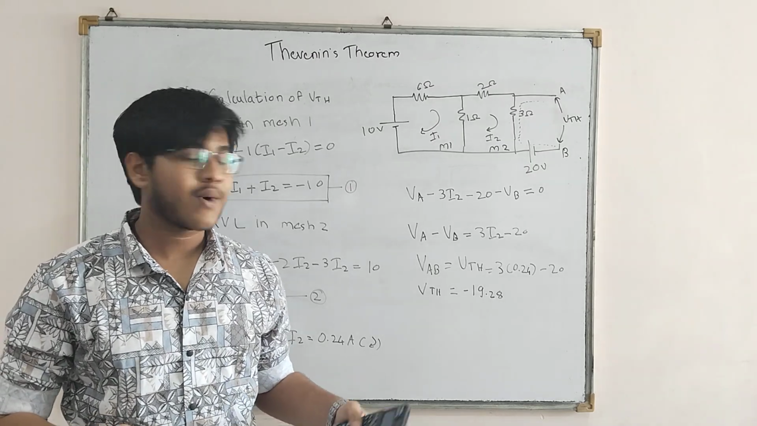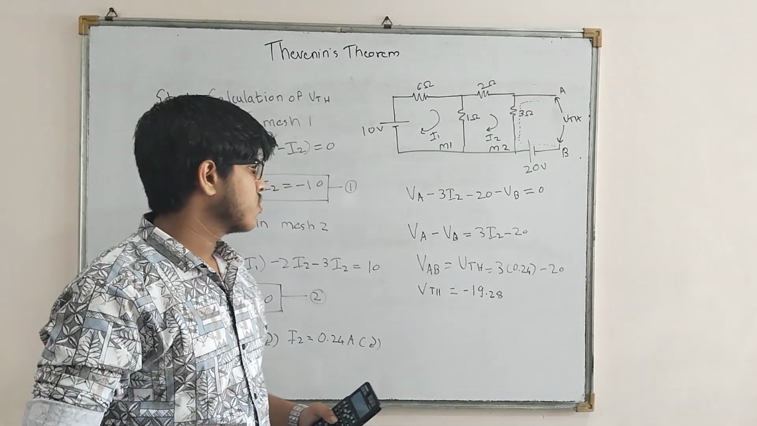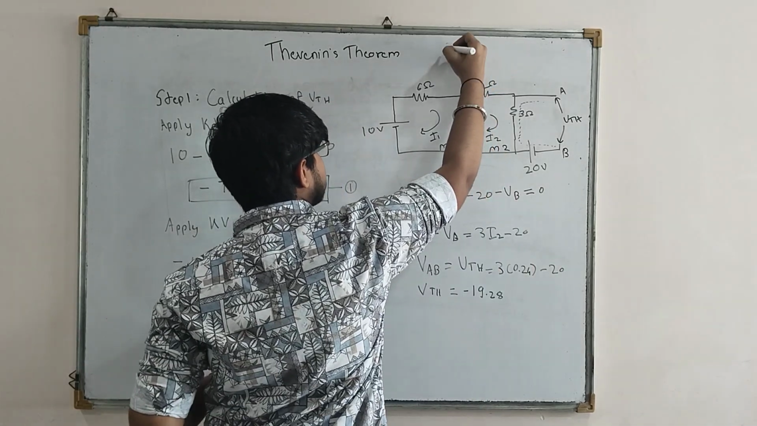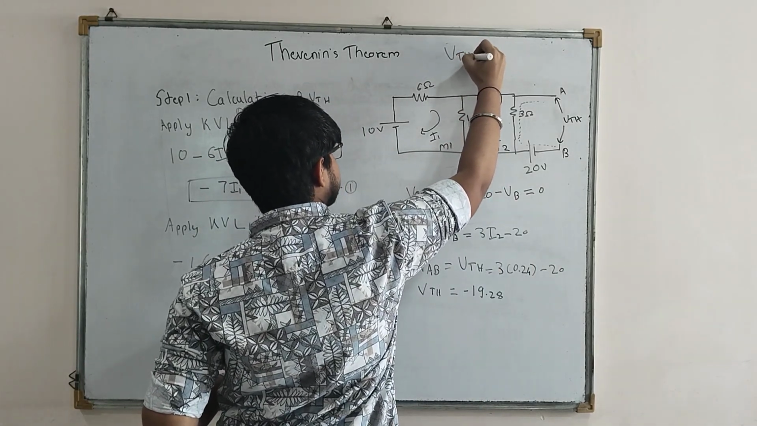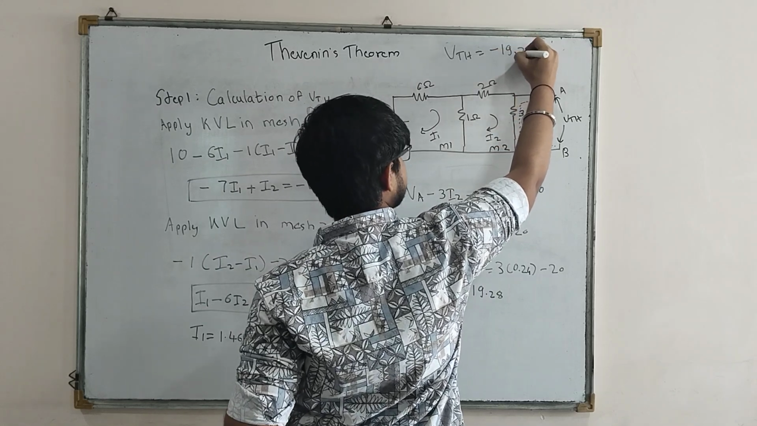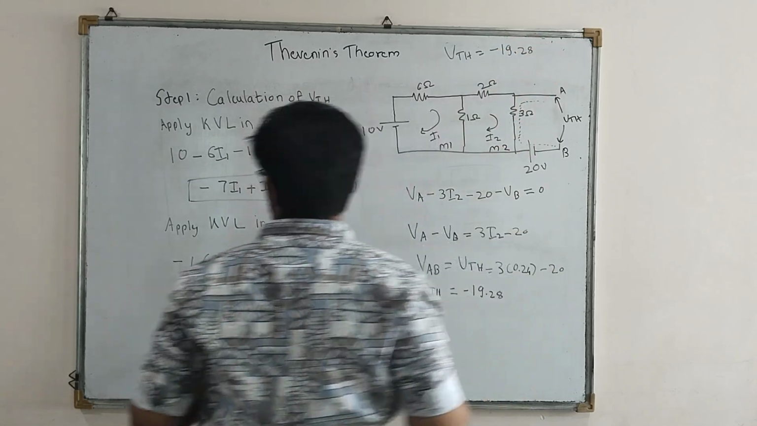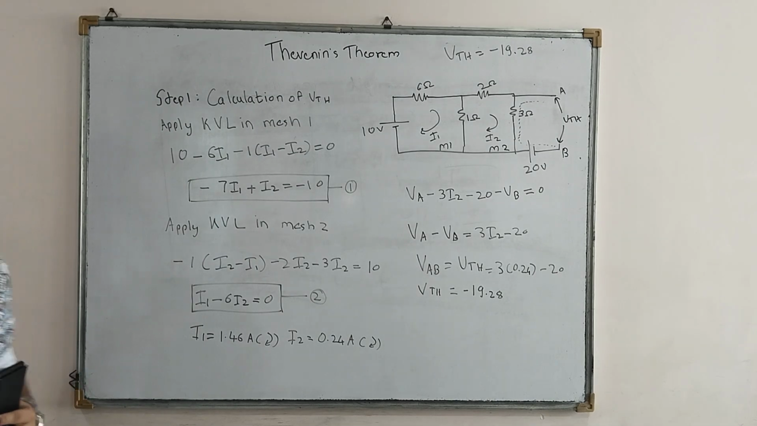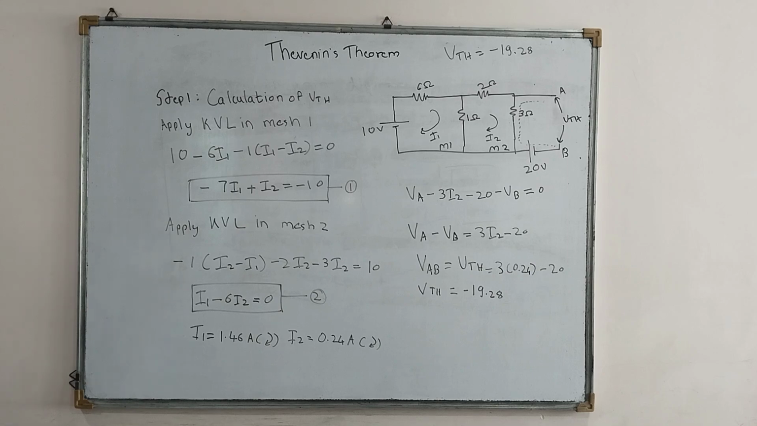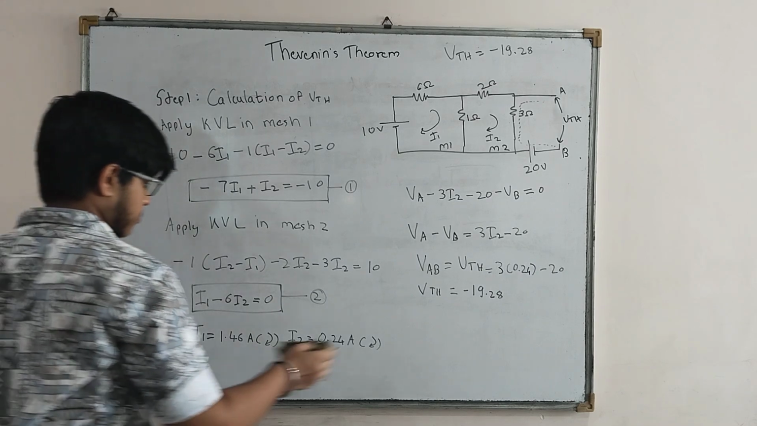Further we will discuss why there is a negative sign. So currently let's move on. I will just write this answer here on the top for the reference. That is VTH is minus 19.28. Okay, so please note all this down. I am going to rub this, and then we will move on to step 2 to calculate RTH, that is the effective resistance of the open circuit.